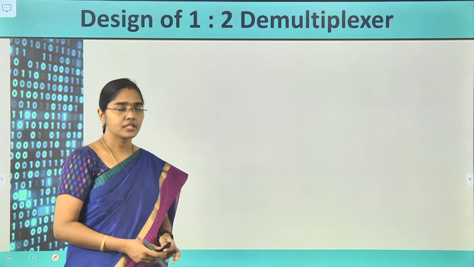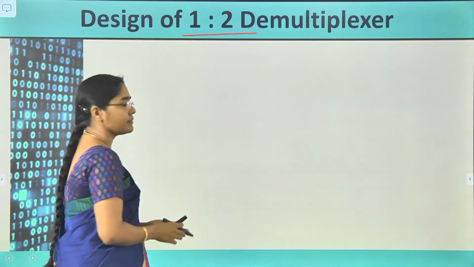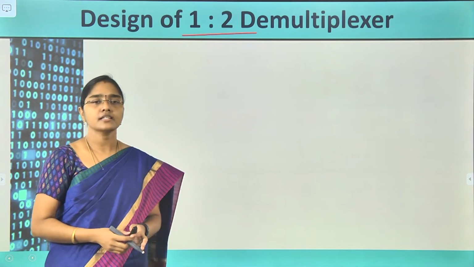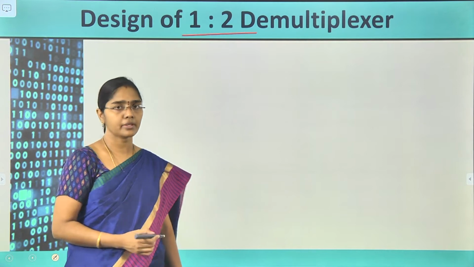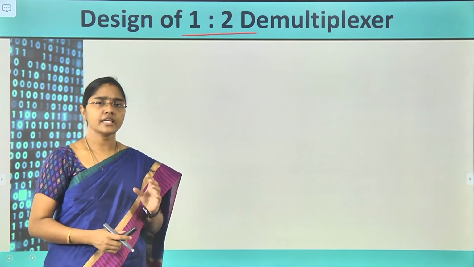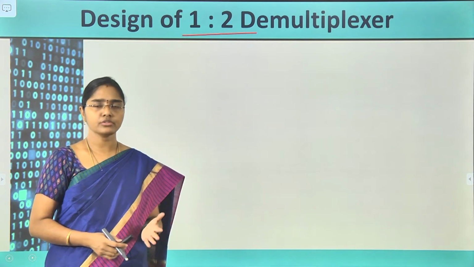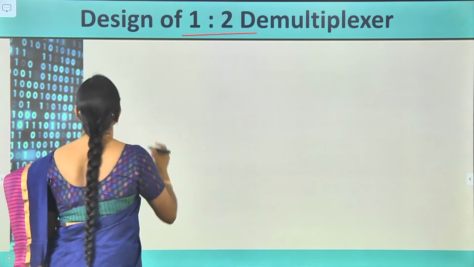Let's start the designing part. Design of 1 by 2 or 1 to 2 demultiplexer. And we know the design of any combinational circuit using a procedure. Follow the same procedure to design this demultiplexer.